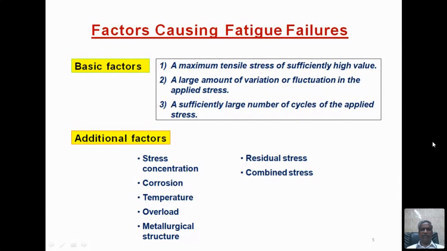What are the other factors? Not only these three factors, there are other factors, you can say secondary factors, that will also cause the fatigue failure: stress concentration, which is very, very important, and corrosion, temperature, overload, structure, even the metallurgical characteristics of material, residual stresses, combined stresses. So all these are the secondary factors. But the main factor is maximum tensile stress and variation in the tensile stress, and the variation should be large in number. Then only the fatigue failure will occur.